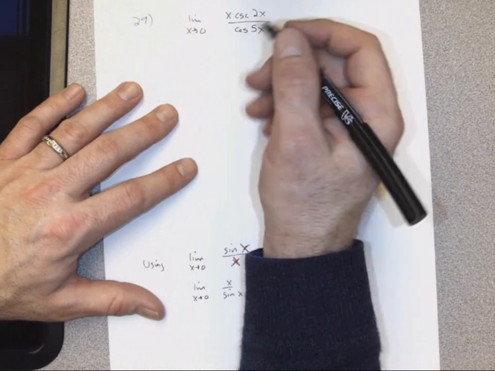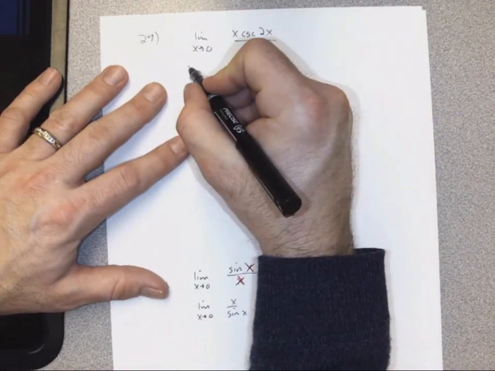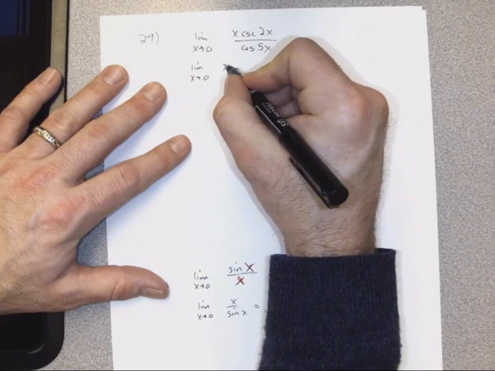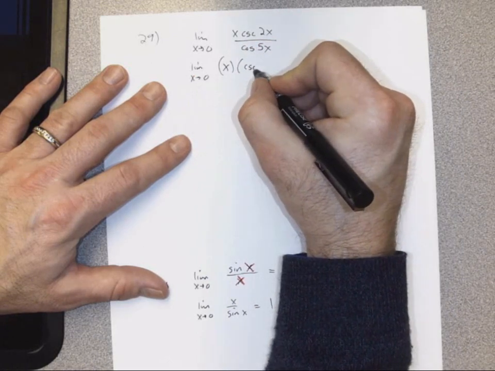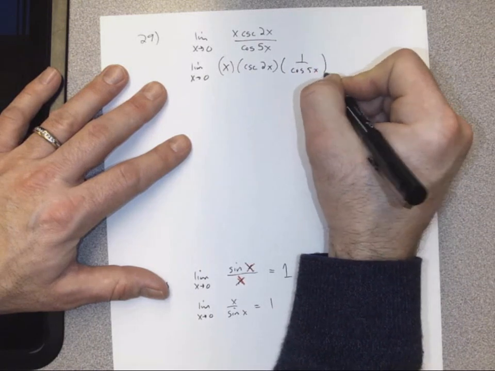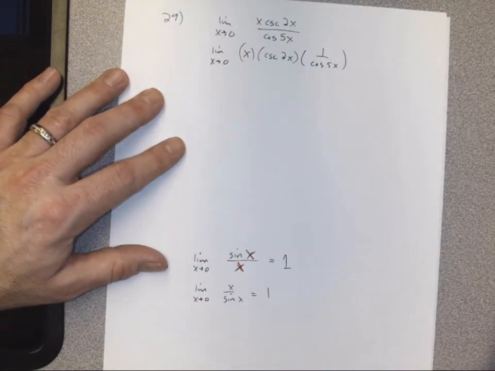So if I have this expression here, I'm breaking it apart. What I'm going to do is hold each piece away from each other. So I have x, I have the cosecant of 2x, and I have 1 over the cosine of 5x. Numerator, denominator.